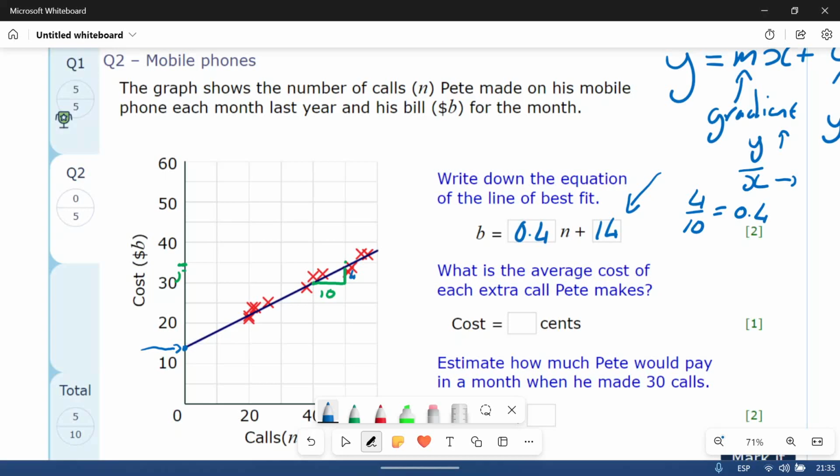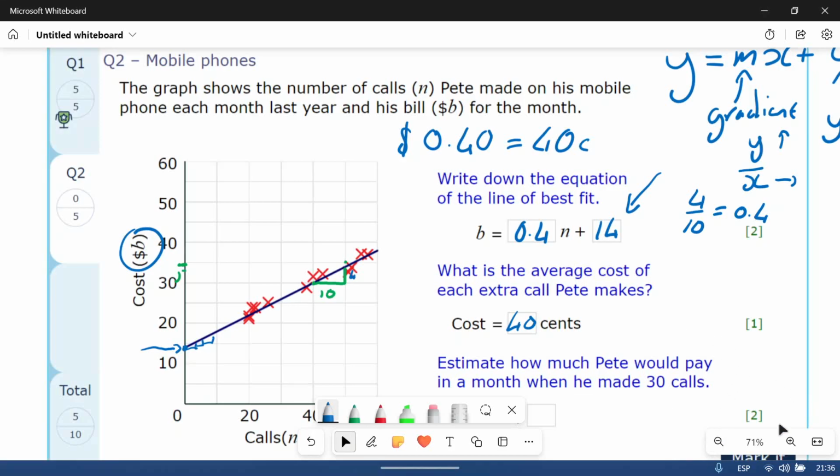Now that 0.4 means how much we go up for every one call. Every one call you make, the price goes up by $0.4, because $0.4 is $0.40, which is 40 cents. So that means the cost of one call is 40 cents, because for every call we make, we go up 40 cents. And then another call, we go up 40 cents, and it builds up like that.